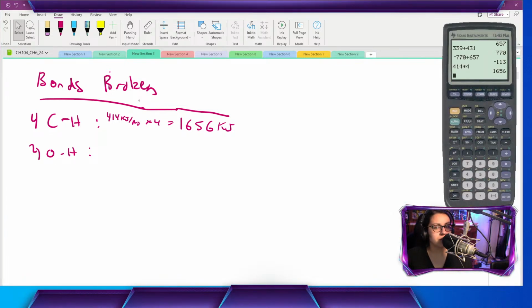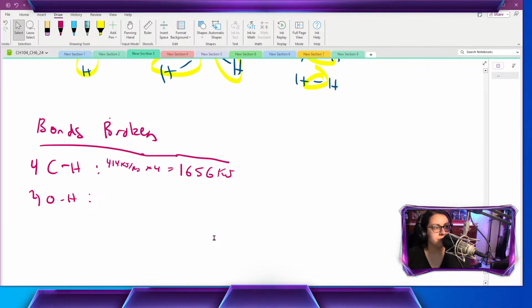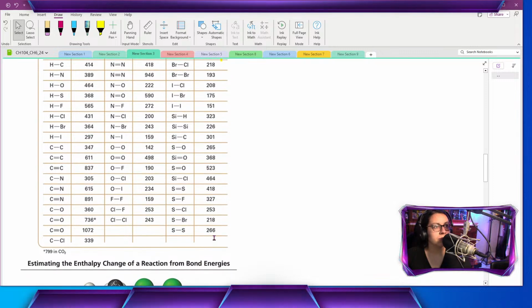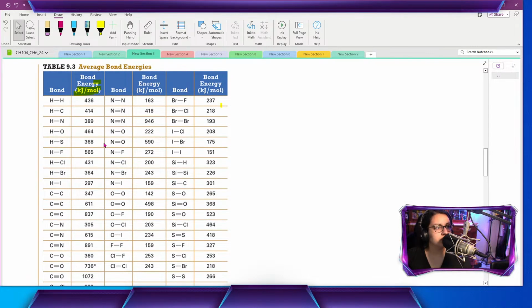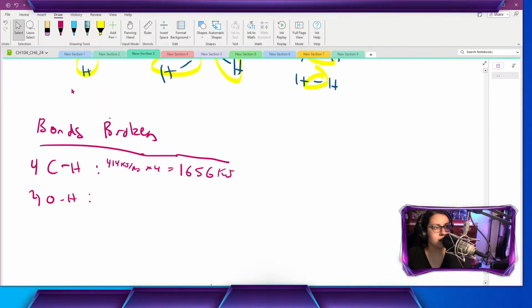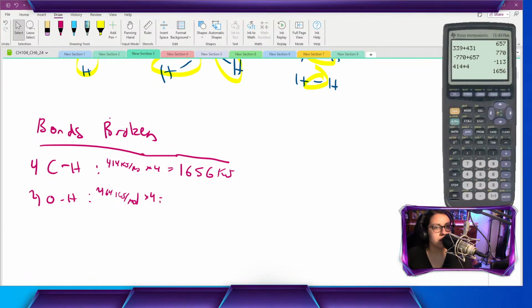Now let's look up our OH bond strength. So OH, 464 kilojoules per mole. Now I'll write that. So 464 kilojoules per mole, and then times 4 once again. And let's see what that gives us.